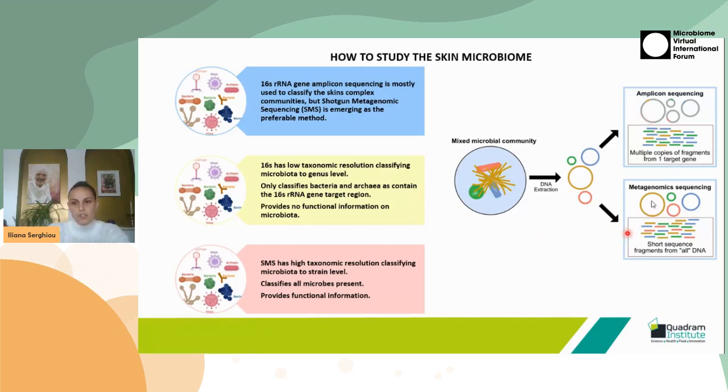So this diagram is just a nice way of visually showing this. You've got your mixed microbial community, you have your extracted DNA, and at the top box here is amplicon sequencing, and you can see in the colors these targeted regions in the genomes, whereas with metagenomic sequencing, you can see the whole genome is sequenced.